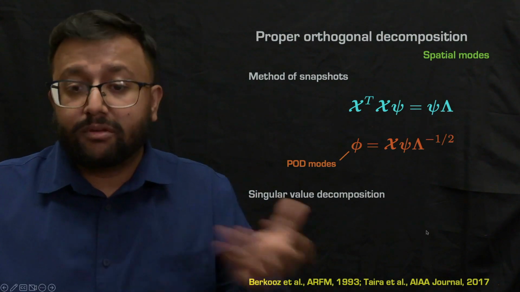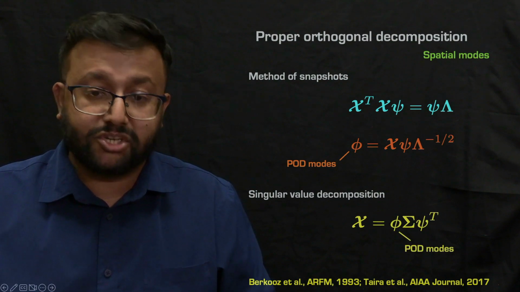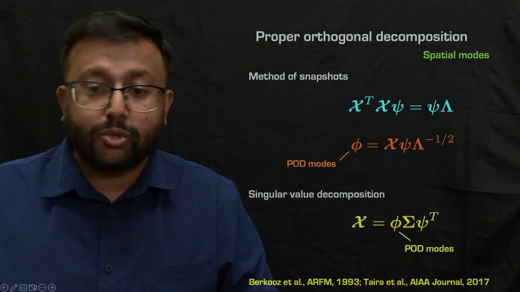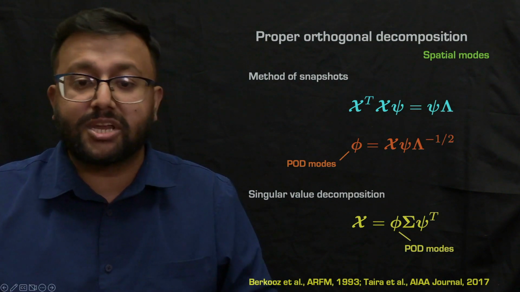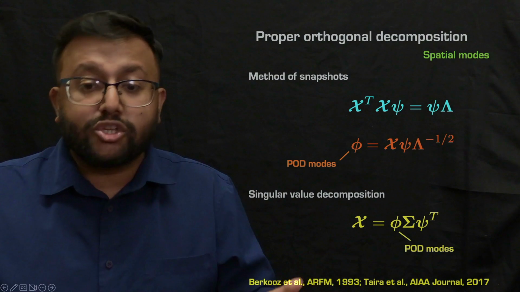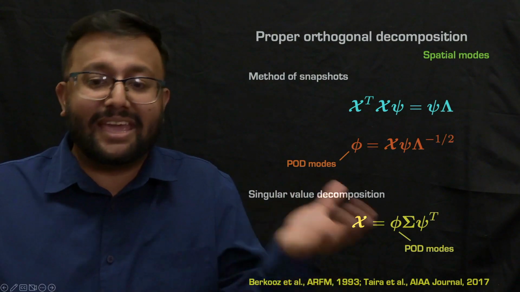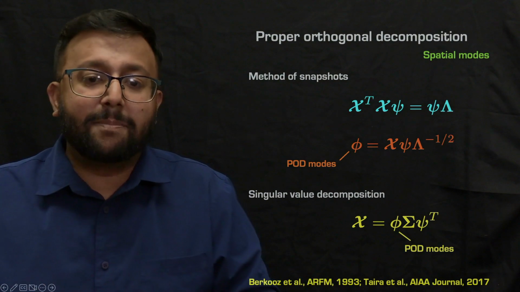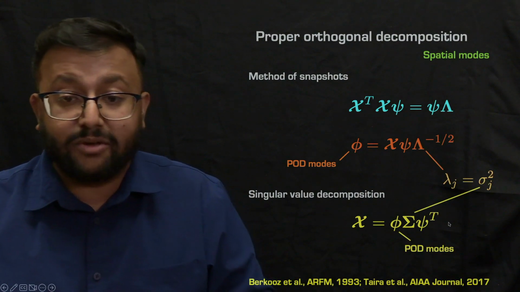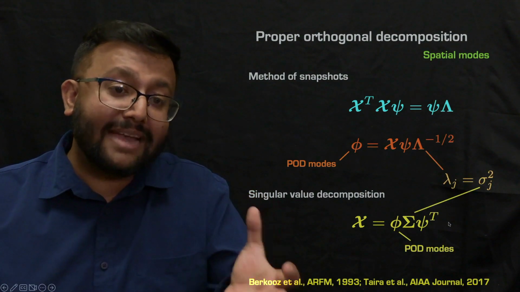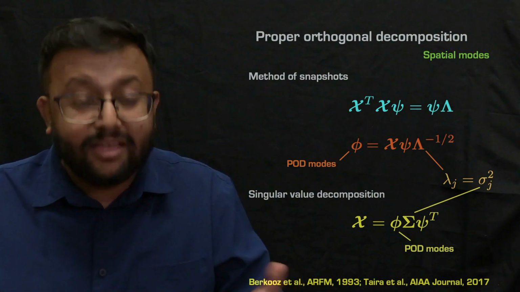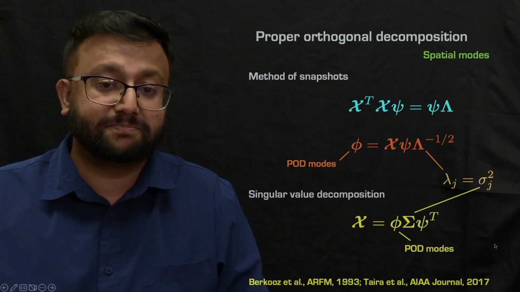There's a second way to compute these spatial modes for proper orthogonal decomposition, which is to use singular value decomposition of your data matrix X. When you do singular value decomposition, the left singular vectors are directly the POD modes of your data. So this is a comparatively much easier way of getting the proper orthogonal modes. But of course, there is a relationship between the method of snapshots approach and singular value decomposition. The eigenvalues that you get in the method of snapshots are equivalent to the singular values squared that you get from singular value decomposition.